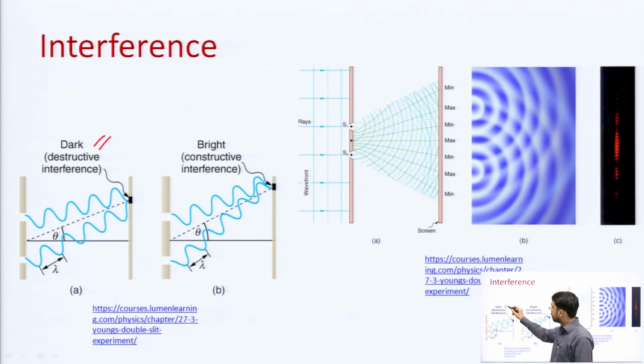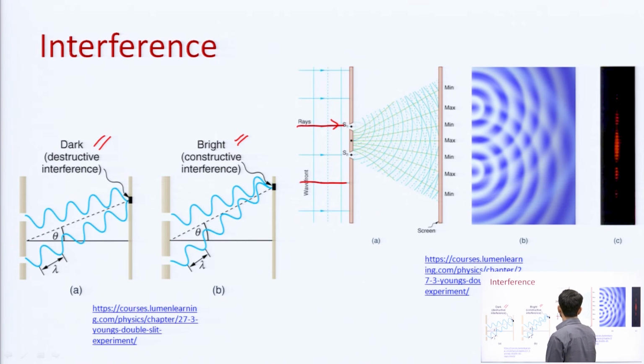We get dark fringes, destructive interference, remember. And where the amplitude gets added, we get bright fringes. Constructive interference it is called, constructive interference. This is how an interference pattern looks.